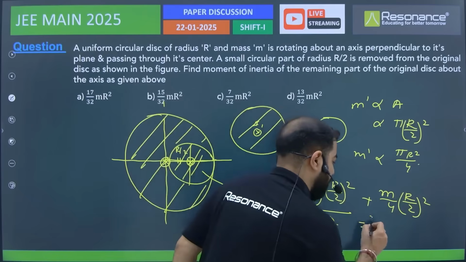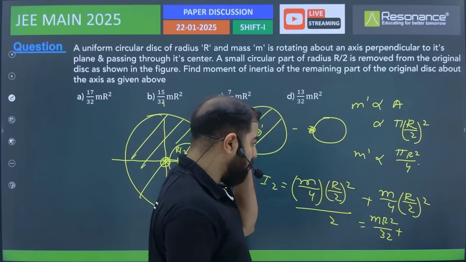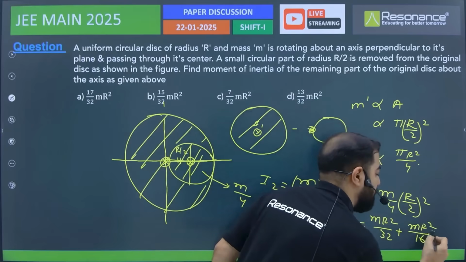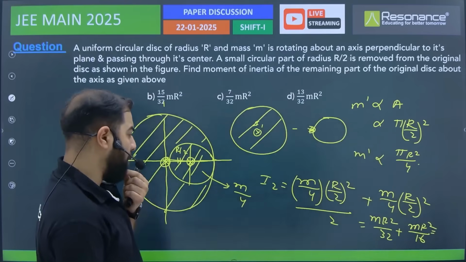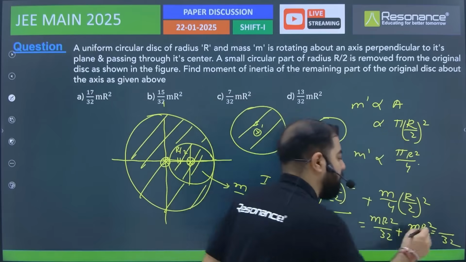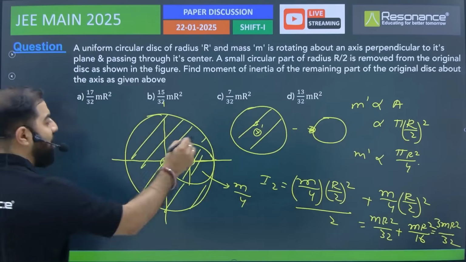m/4 times r/2 squared by 2. 2 squared is 4, 4 fours are 16, 16 by 2, 32. So mr squared by 32, plus mr squared by 2 squared, 2 squared is 4, this is like 16. So mr squared by 32, mr squared by 16. What will it become? This will be 32 here. So that's like 3mr squared by 32, right? That's I2. What's the value of I1?